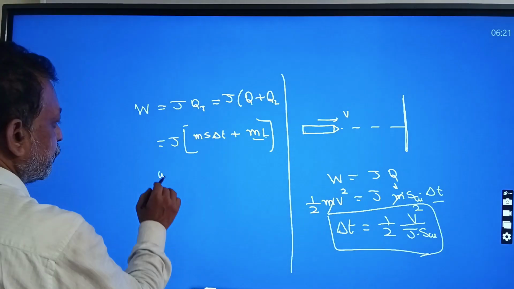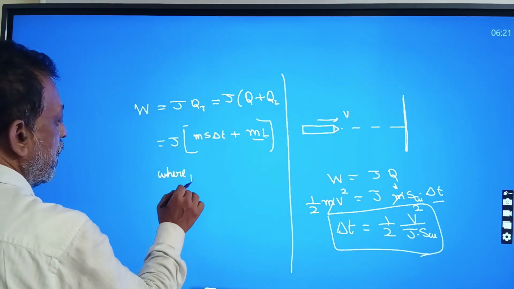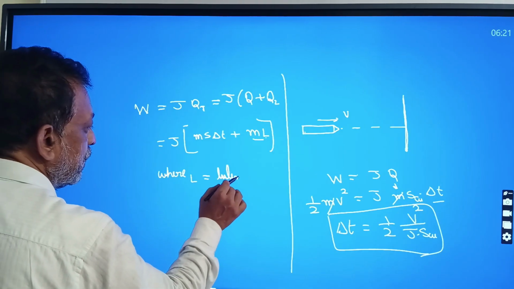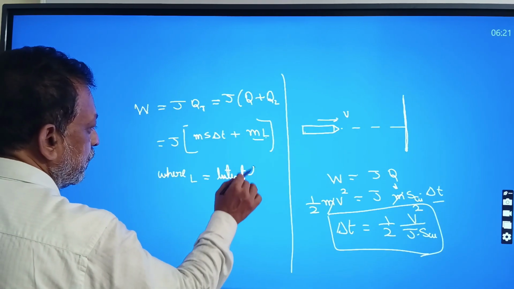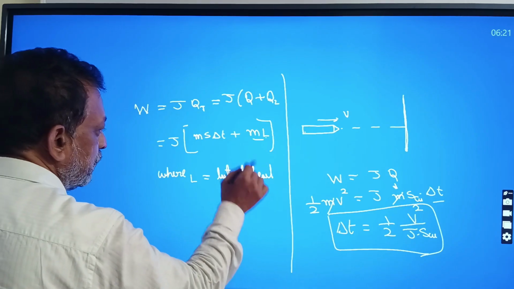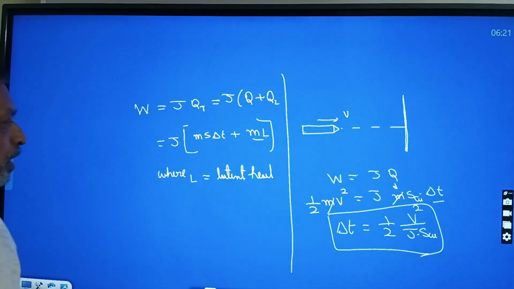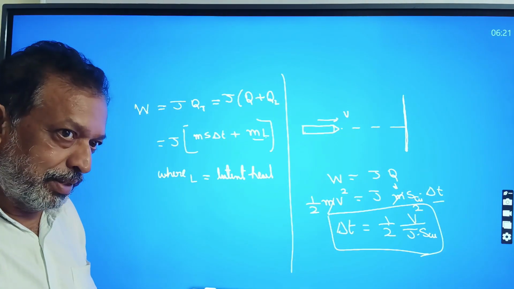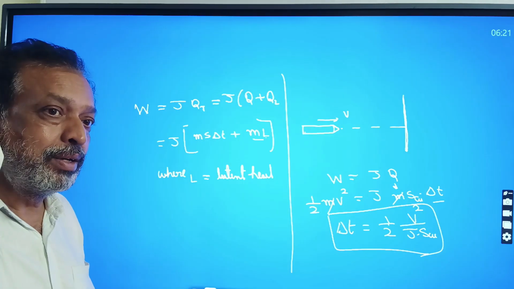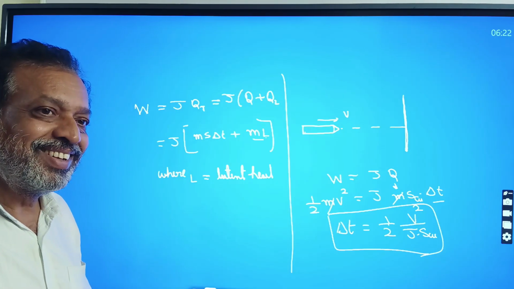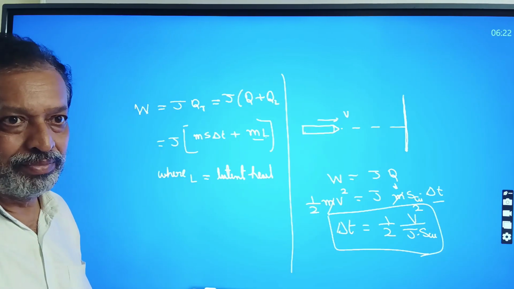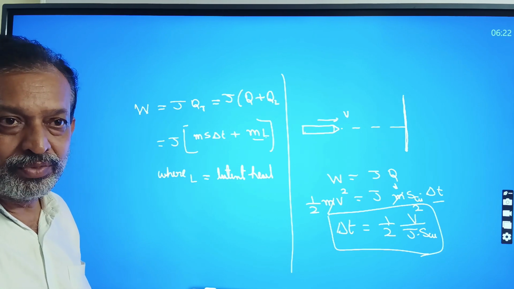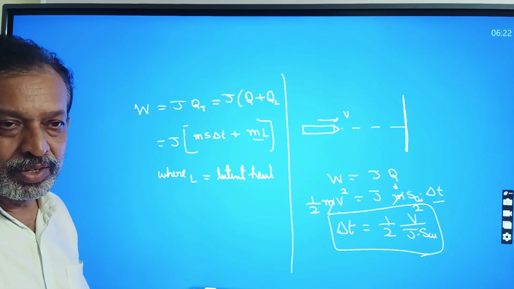Where L is equal to latent heat. They will give the value of latent heat for the metals. What is the latent heat of fusion of ice? 80 calorie per gram. And the latent heat of vaporization of water is 540 calorie per gram.